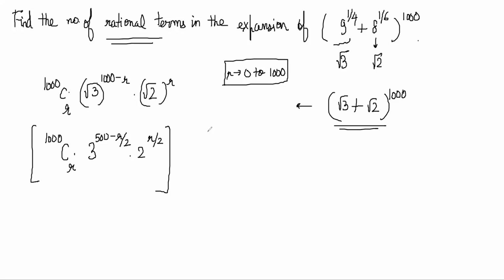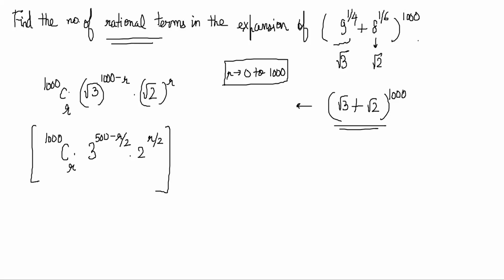So to make it rational, what do you have to make? You have to make this an integer and this an integer, correct? Then only it will be rational. If it's a fraction, it will not work. So like multiples of 2.